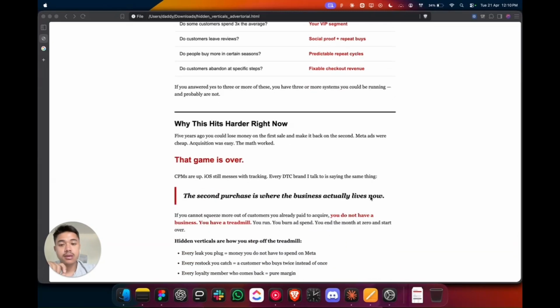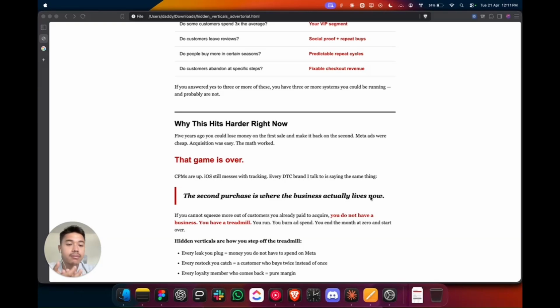Now, this is going to hit harder than ever, because 5 years ago you could lose money on the first sale and make it back on the second. Meta ads were cheap, acquisition was easy, and the math worked. If you've been in the game for long enough, then you know what I'm talking about, right? Meta ads, they're not expendables right now.